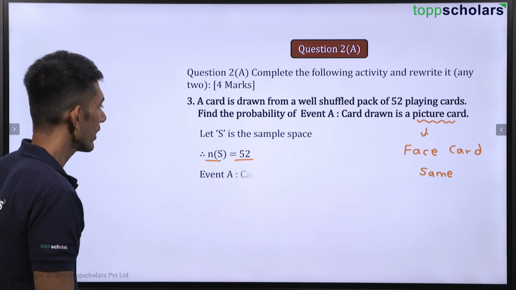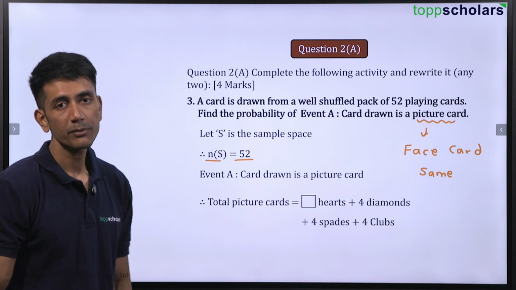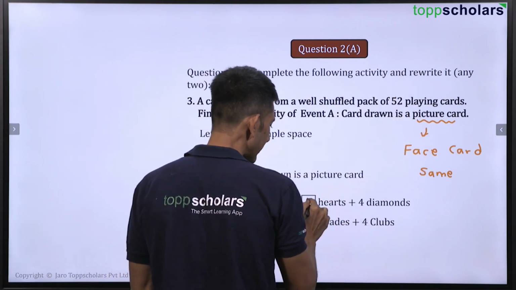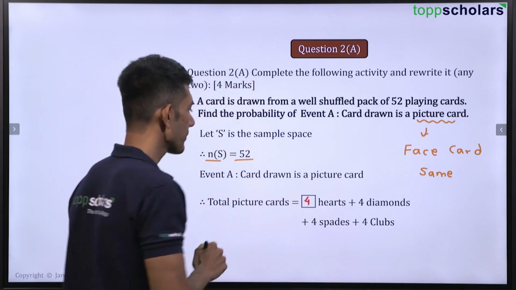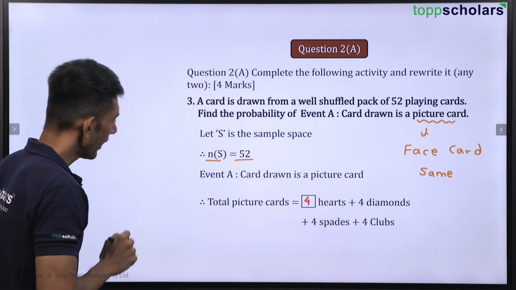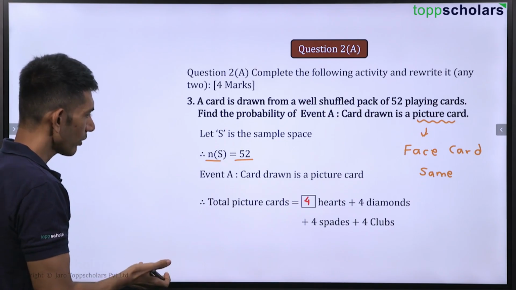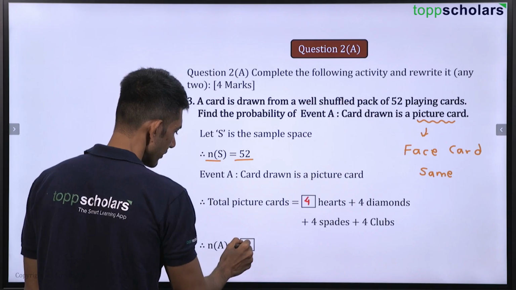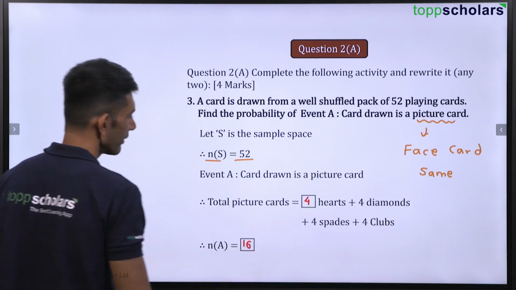Card drawn is a picture card. So total picture cards, how many picture cards are there? 4 diamond, 4 spade, 4 club, and then 4 hearts, right? Now, if you solve this further, you are going to get this as 16. So n of a is going to be 16.